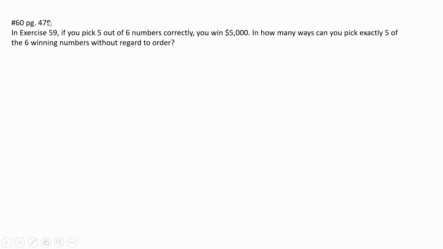Now, this is number 60 from page 479. This is a little bit more challenging, guys, because I have to give you something a little bit more challenging, but I already set up the foundation. And exercise 59: if you pick 5 out of 6 numbers correctly, you'll win $5,000. How many ways can you pick exactly 5 of the 6 winning numbers without regard to order? So this is going to be a combination.